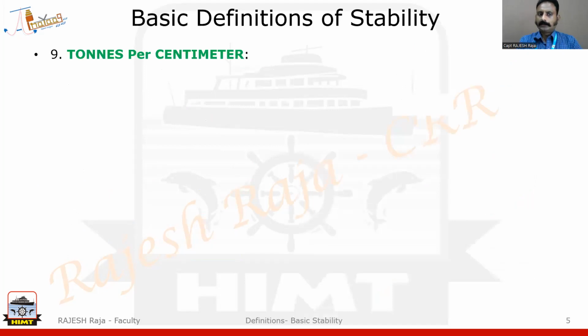Let me go to the next definition, which is called tons per centimeter. Now, tons per centimeter is one data which is given to you in hydrostatic particulars. You will see it is very, very useful or very handy, a kind of quick reference guide for a mate, chief mate, or anyone who is doing the cargo watch. Let me give you a small example before I start. This definition is slightly bigger. I'm going to take a couple of slides because it's a very important feature also.